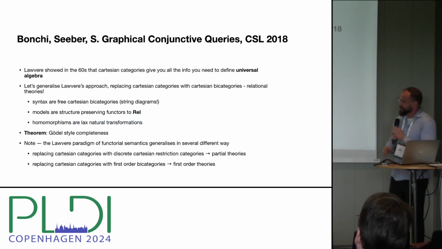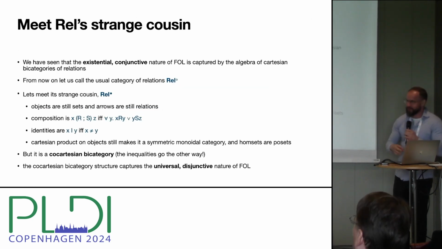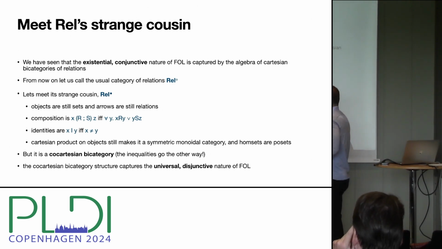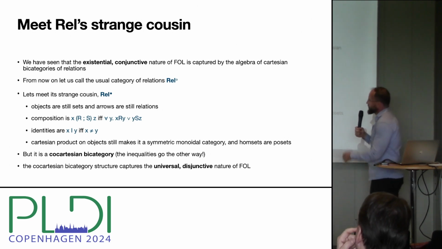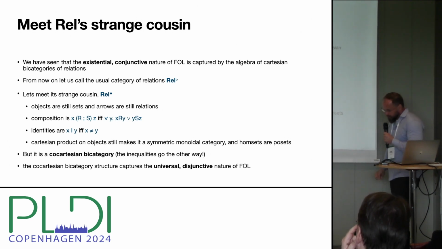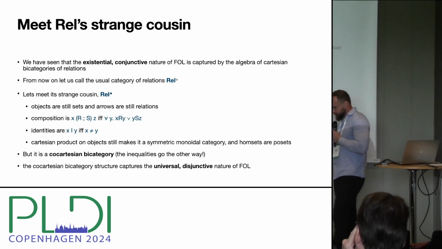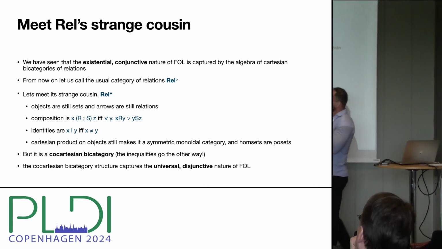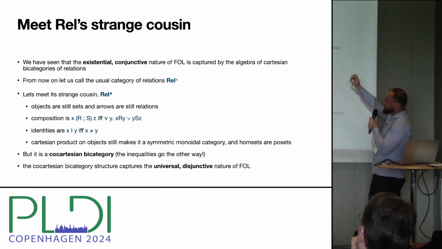This is something which I'm very excited about at the moment, because it's how to do first order logic with string diagrams. So the thing that this Gödel star theorem that I showed you, it's a nice way of saying that when you look at the structure of Cartesian bicategories, this really captures the existential conjunctive nature of first order logic, right?